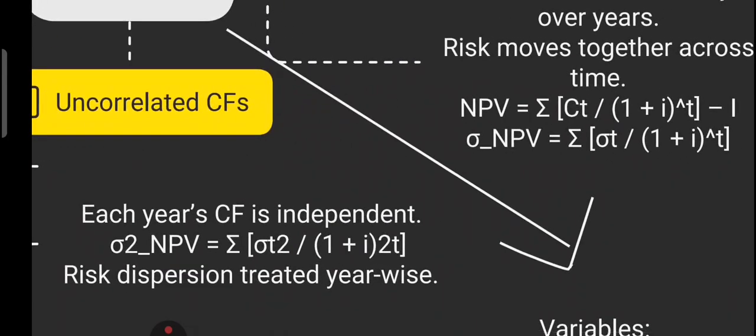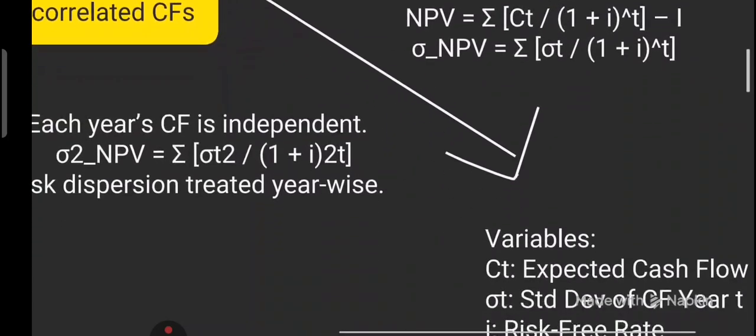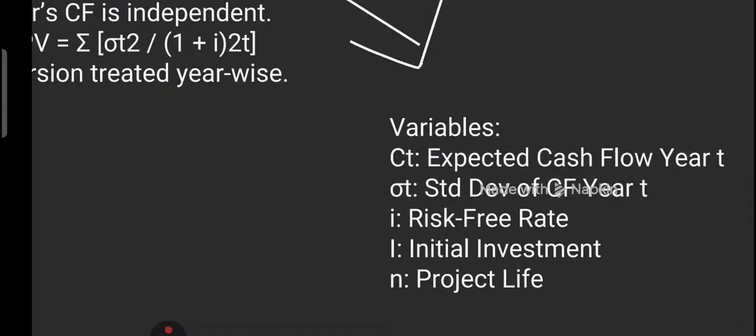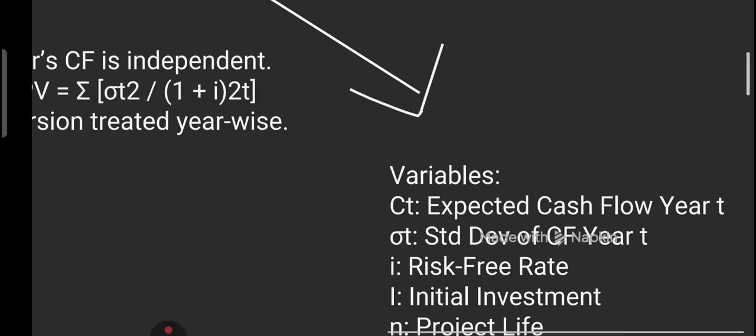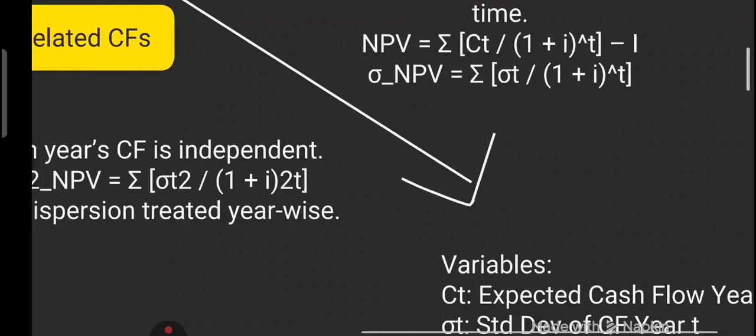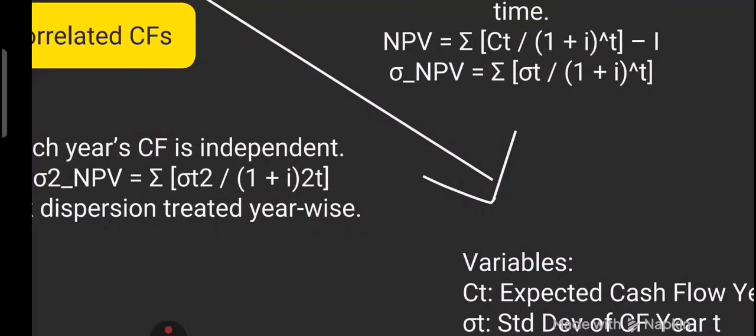The formula will not be asked, but you should know the meaning of the terms. C_t means the expected cash flow in year t. Sigma_t is the standard deviation of year t. The risk free rate is small i. The initial investment is capital I, and the project life is small n. Right, so this is the formula.